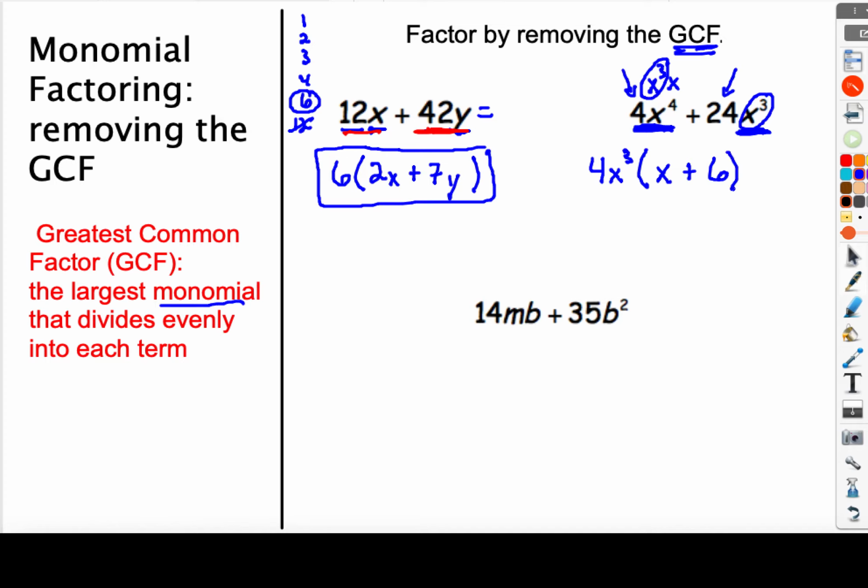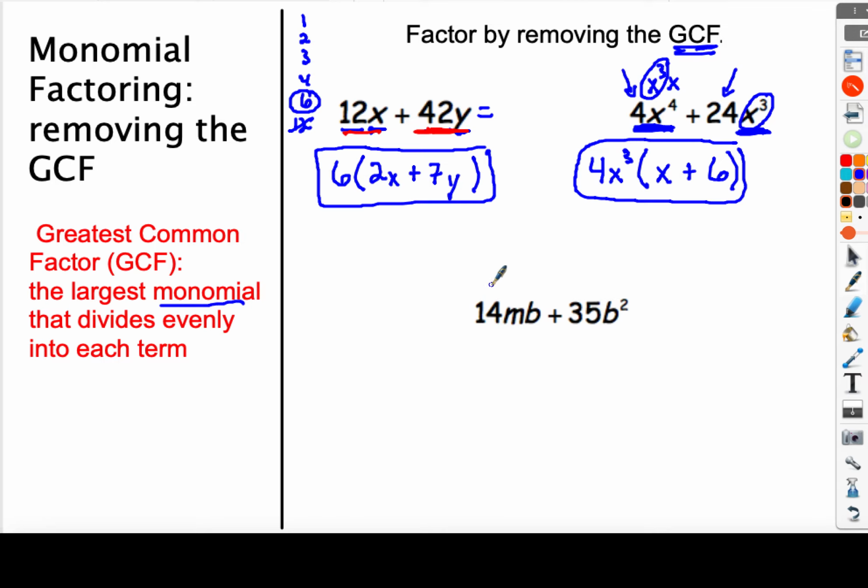And if we take a good look at it, 4x to the 3rd times x is 4x to the 4th. And 4x to the 3rd times 6 would be 24x to the 3rd. I've already got all the variables handled, and the numbers work out. So again, our monomial, our greatest common factor, was 4x to the 3rd. But don't forget to write down, removing that 4x to the 3rd from both terms, dividing it out of both terms, I had an x plus 6 left behind. Let's do that one more time.